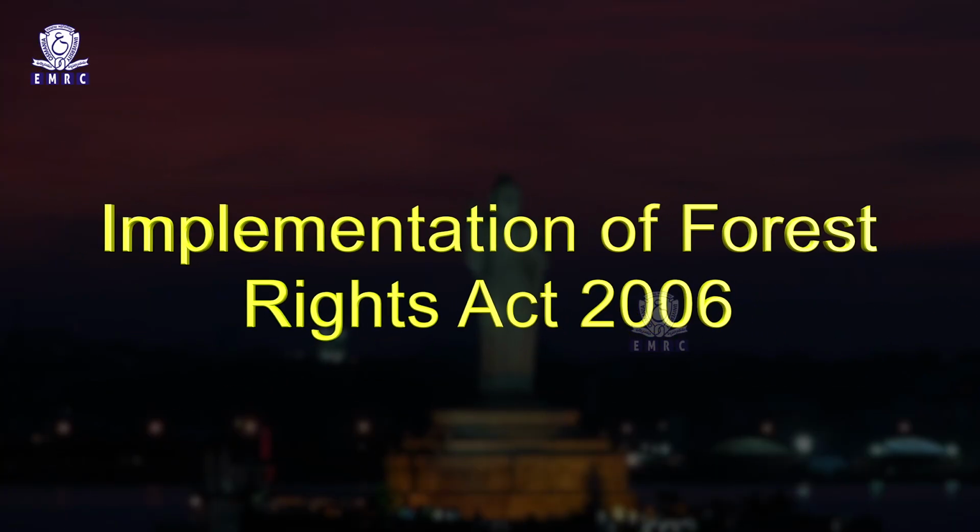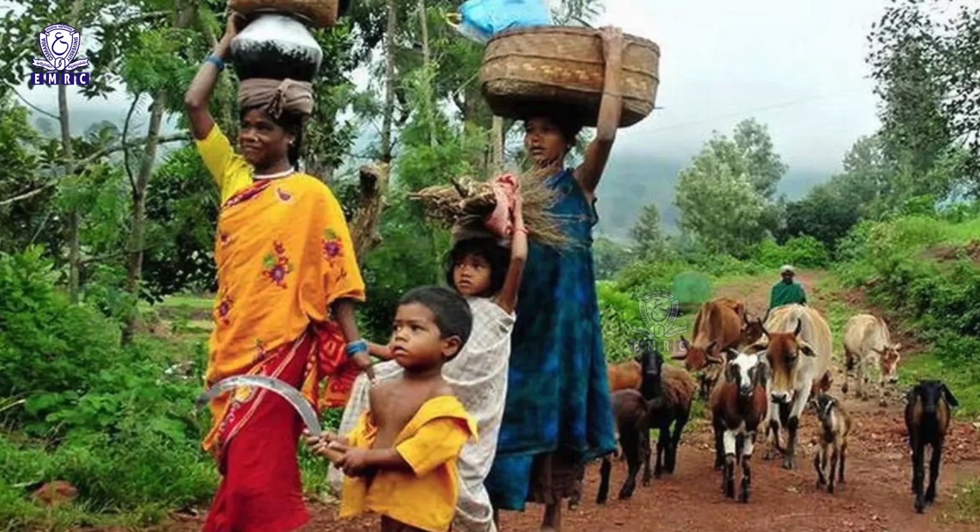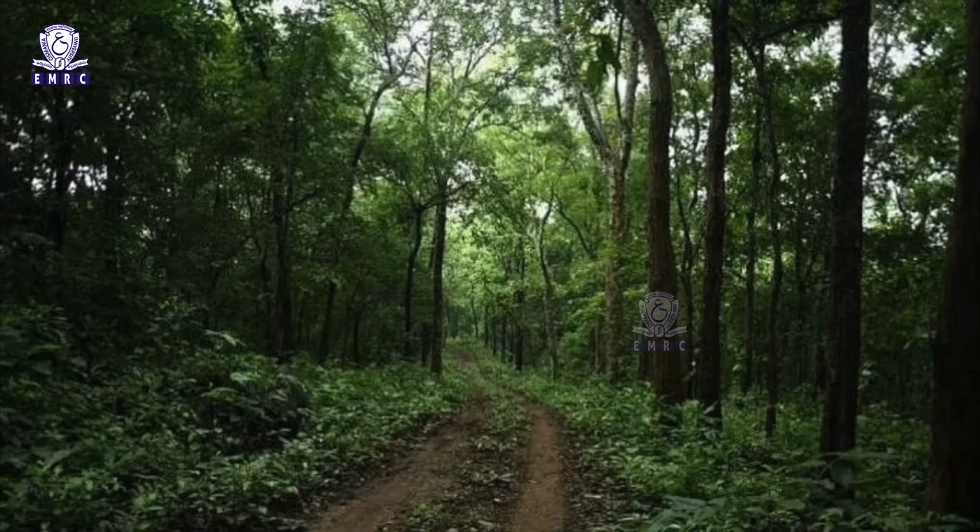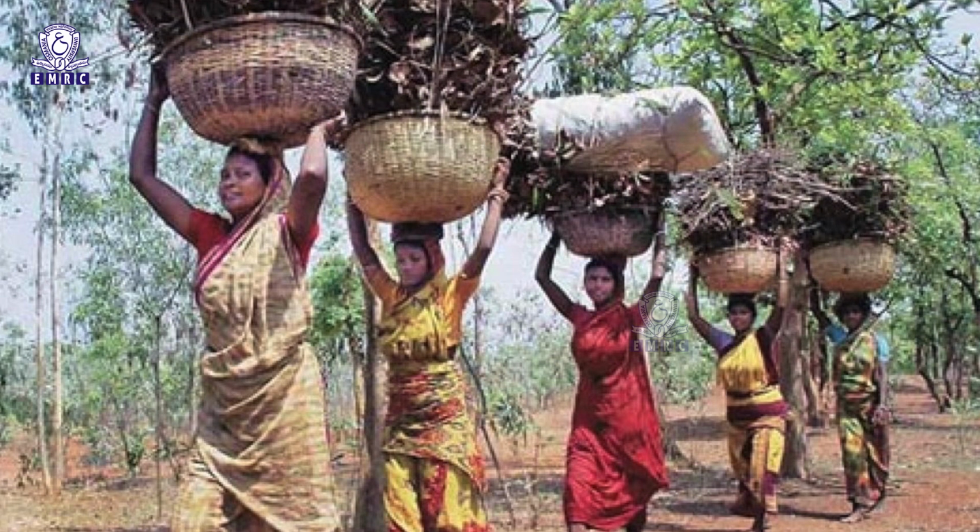Implementation of Forest Rights Act 2006. The Government of India enacted the Scheduled Tribes and Other Traditional Forest Dwellers Act, with rules in 2008. Title certificates were issued to 94,774 individuals involving 3,03,965 acres. Likewise, 721 community titles were also distributed involving 4,54,055 acres in the state of Telangana.